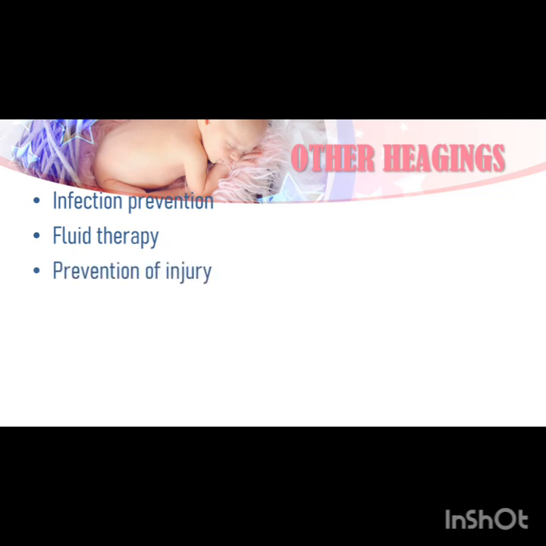Then prevention of injury. This can come in conditions where the patient is maybe, for example, easily bruised, or they are prone to convulsions. Make sure that the environment has no objects which can cause injury. Then management of hypothermia in case of maybe burns, or if a child is hypothermic or is at risk of hypothermia, you can add a heading, management of hypothermia.